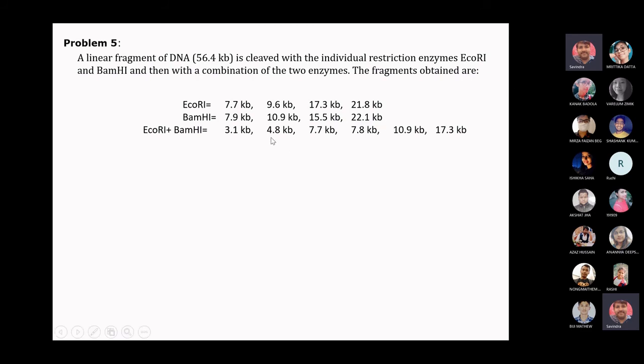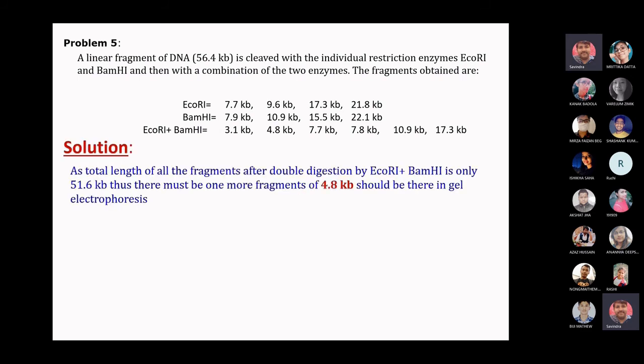There is one more fragment of 4.8 kb, but as they have the same size, we cannot differentiate them in the gel. If we get two bands of 4.8, their intensity may be a little higher, but the bands will remain the same. So what we have to write over here is: the total length of all the fragments after double digestion is only 51.6, thus there must be one more fragment of 4.8 kb in the gel electrophoresis.